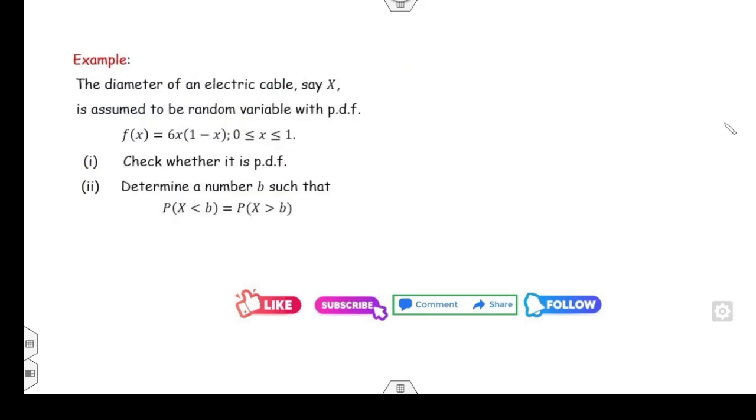Okay, look at this another one. The diameter of the electric cable is assumed to be a random variable with the PDF. Check whether it's a PDF or not. What is the condition for the PDF? You have to prove whether the integration from 0 to 1 is 1 or not. Fine. If you prove that the integration is 1, then it is a PDF. So let's start with the first case. 6 is outside. It will be x minus x square.